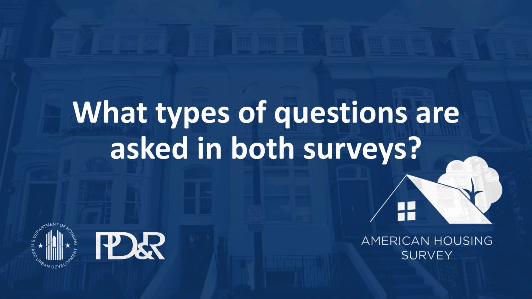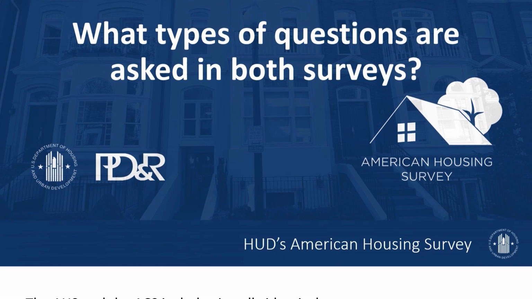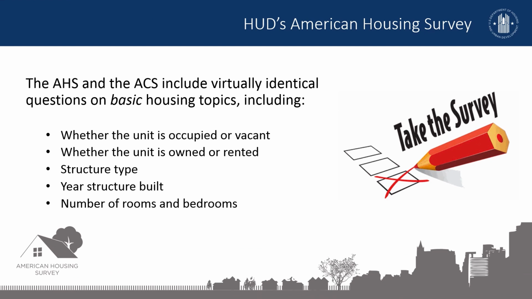Users will find many similarities in the types of questions asked in both the AHS and the ACS. For example, the AHS and the ACS include virtually identical questions on basic housing topics, including whether the unit is occupied or vacant, whether the unit is owned or rented, the type of structure, such as a single-family home or an apartment unit, the year the structure was built, and the number of rooms and bedrooms.